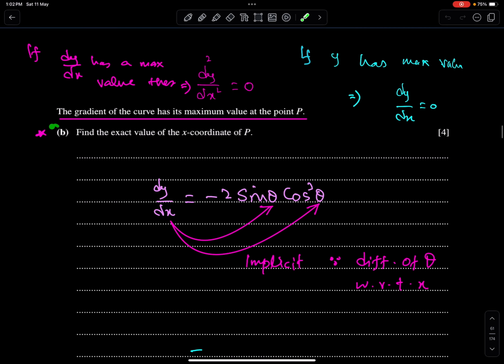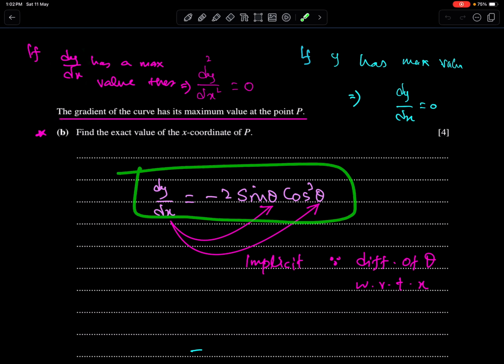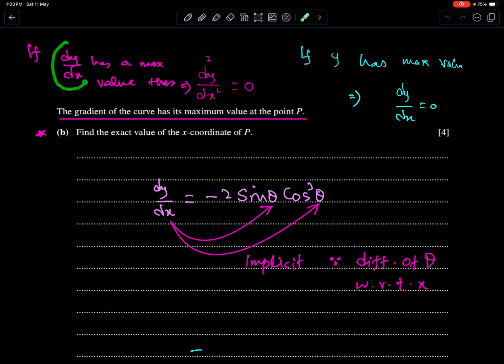Now, this part B is the topic of this lecture, and this is one of the most important questions of differentiation. The gradient means dy upon dx of the curve. The gradient of the curve has its maximum value at the point P. What does it mean? It means dy upon dx has a maximum value. That means you have to differentiate dy upon dx to get the second derivative, d2y over dx2, and then equate this to 0 to get the x coordinate of the point.